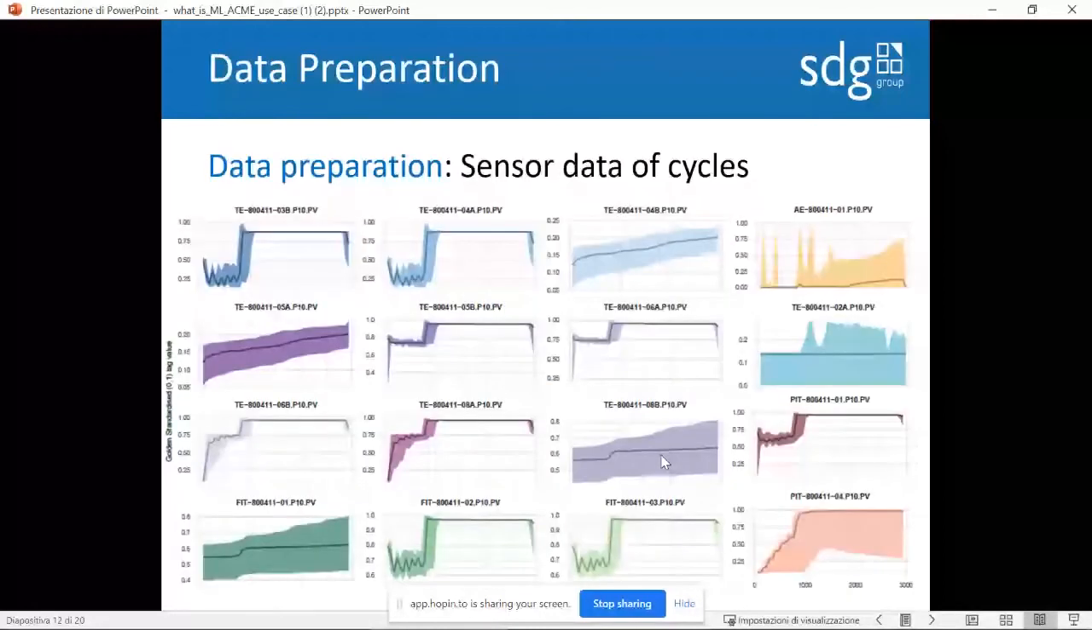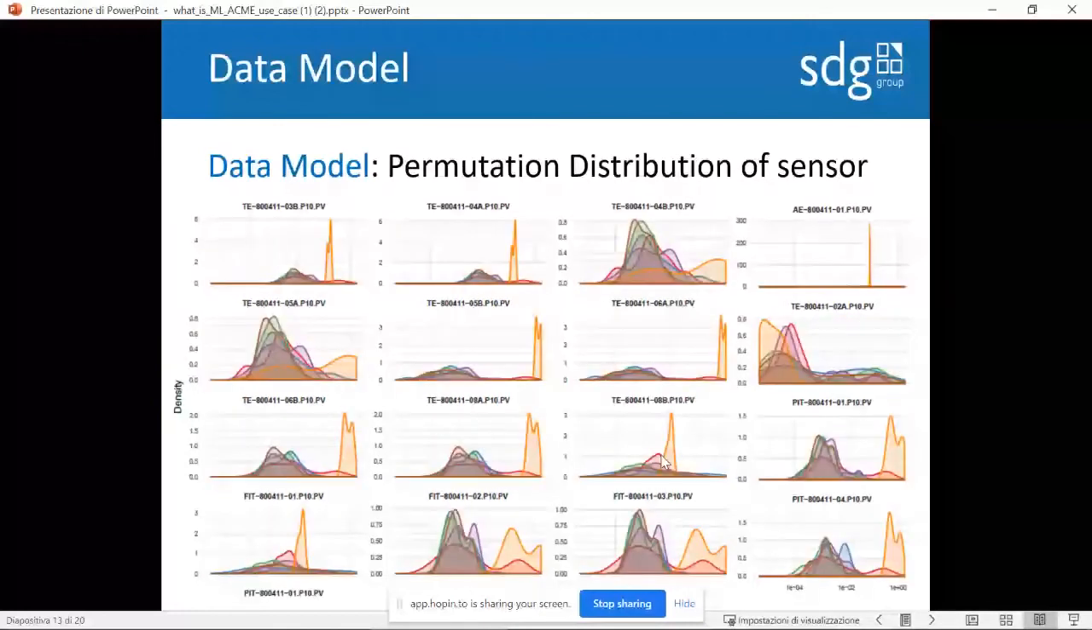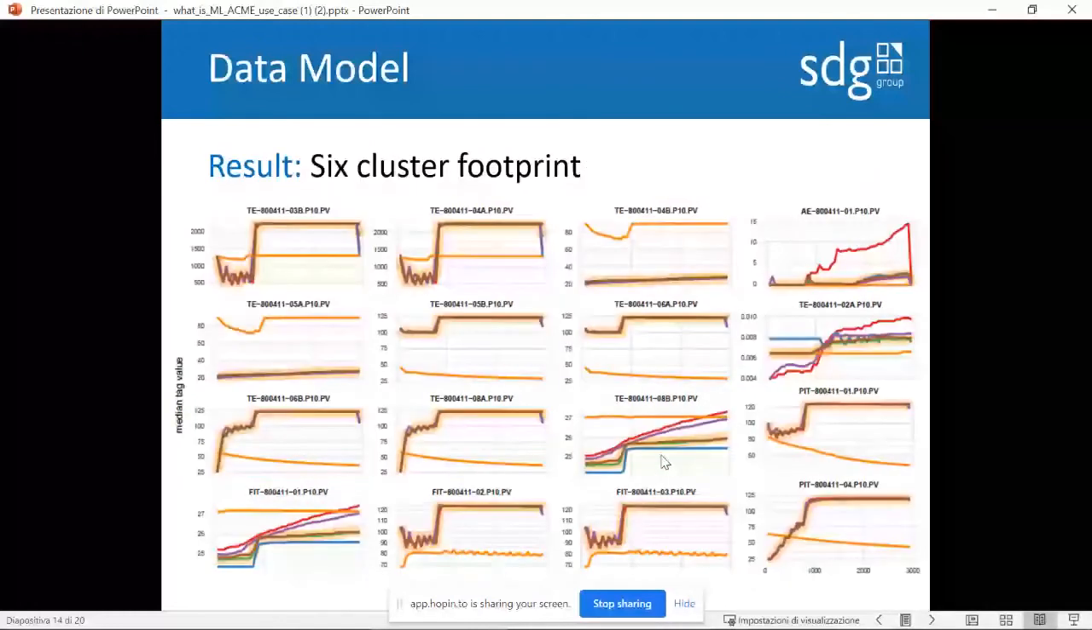These are examples of data coming from sensors and the cycles. What we do is perform the permutation distribution, so we are trying to associate the shape, as I said before. Here we identify 6 different clusters. That was the optimal number, so that we were able to associate the vast majority of the batches and the single sensor values when the batches go through the production line.